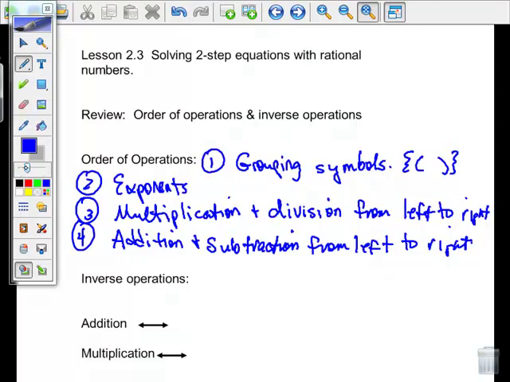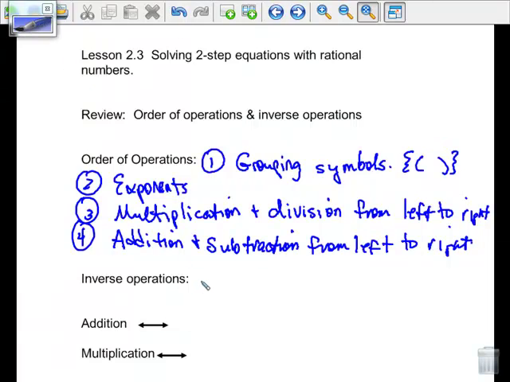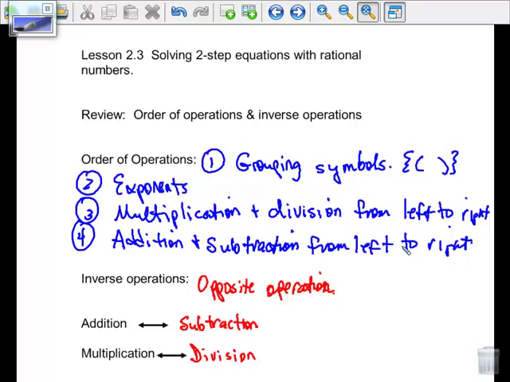Next we have inverse operations. And inverse is synonymous with opposite. So it's an opposite operation. It undoes the operation that has been performed. So first, the inverse operation of addition is subtraction. And I've drawn this double-headed arrow because they are each other's inverse. So the inverse of addition is subtraction, the inverse of subtraction is addition. And multiplication's inverse is division, and division's inverse is multiplication.